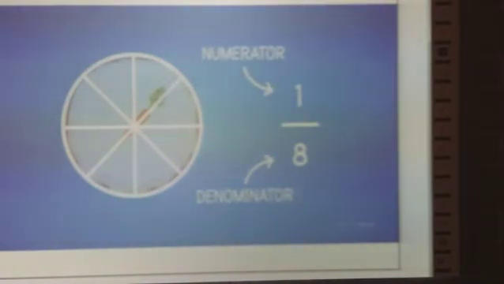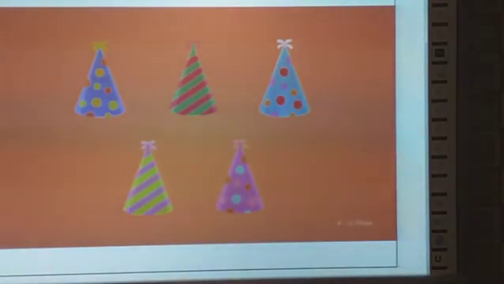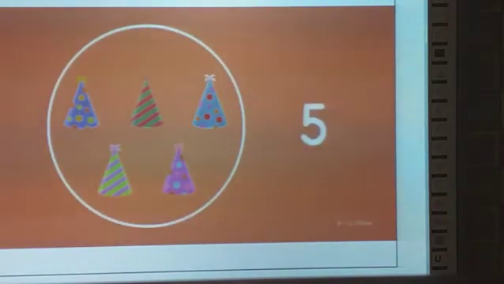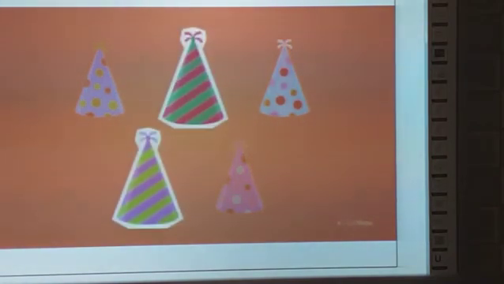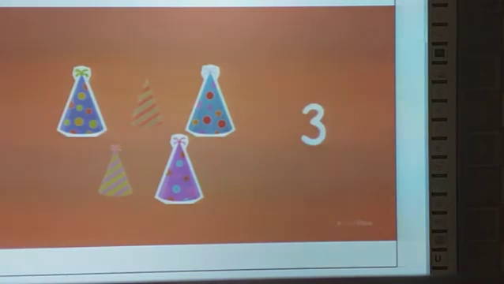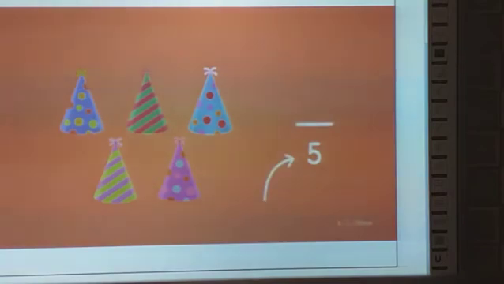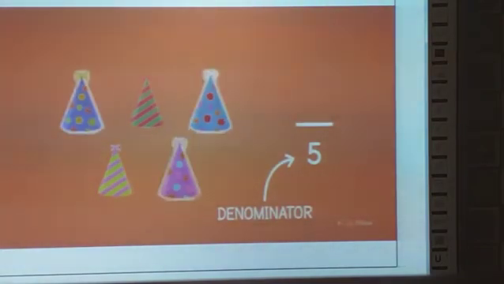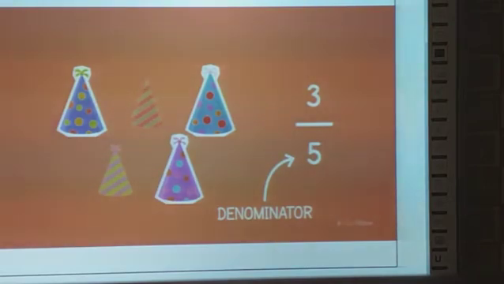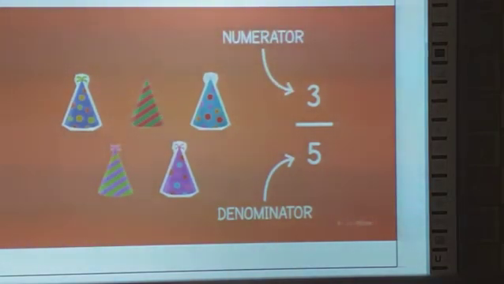Let's look at fractions in a slightly different way. Here are some of the party hats for Lily's birthday party. There are 5 in total. Some have spots on them, and some have stripes. How many out of the 5 party hats have spots? 3. The total number of party hats we have is 5, which is the denominator. 3 of the party hats have spots, which is the numerator. We write this as 3 over 5.